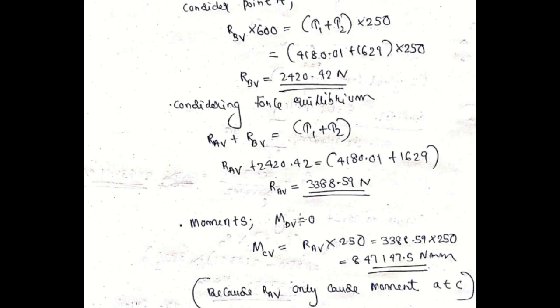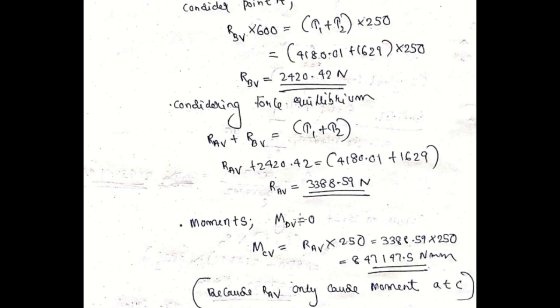Okay, the moment at point C, MCV, will be only due to the force RAV, because RAV is near to the point C and that is the only force causing any moment at point C. No other force, not RBV, is causing any moment at point C, because RAV is near to C, right? So that's the way to take the moment.